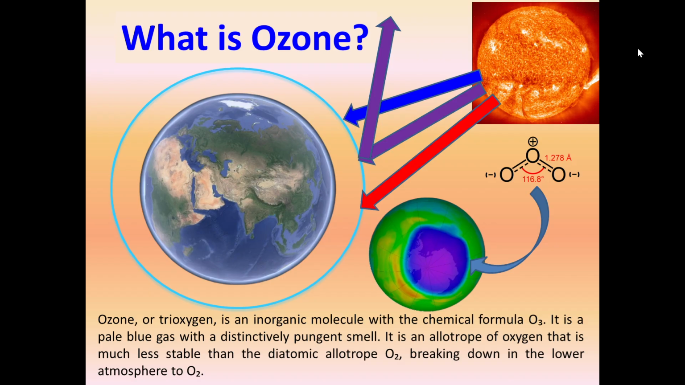So what is ozone? Ozone is a tri-oxygen, an inorganic molecule with a chemical formula O3. It is a pale blue gas with a distinctively pungent smell. It is an allotrope of oxygen that is much less stable than the diatomic allotrope, that is oxygen, O2, breaking down in the lower atmosphere to oxygen.